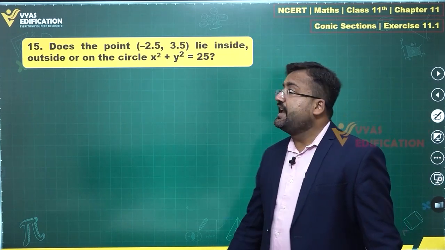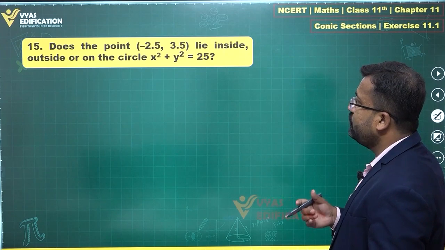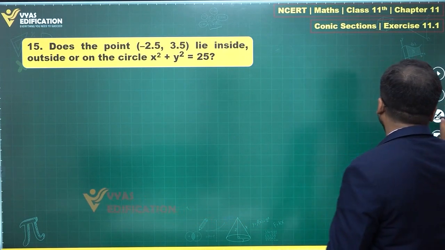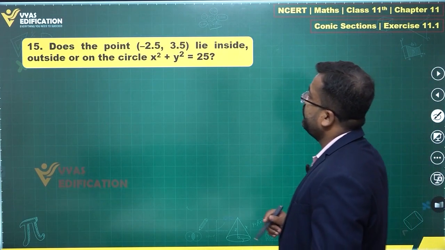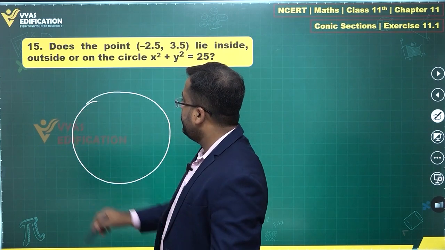The 15th question says, does the point minus 2.5 comma 3.5 lie inside, outside or on the circle? Okay, minus 2.5 comma 3.5, this particular point we are looking at. And how do we observe the location of this particular point?